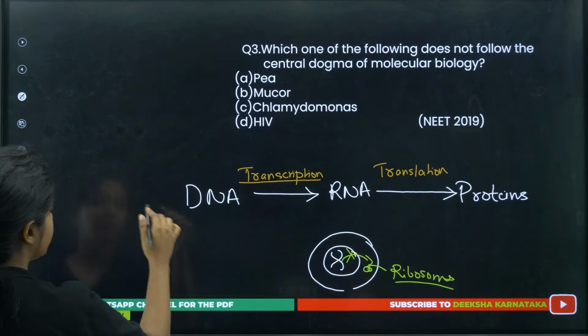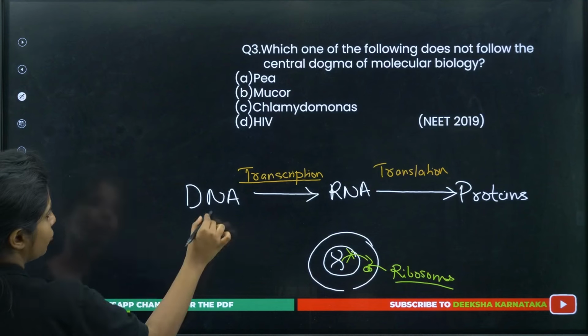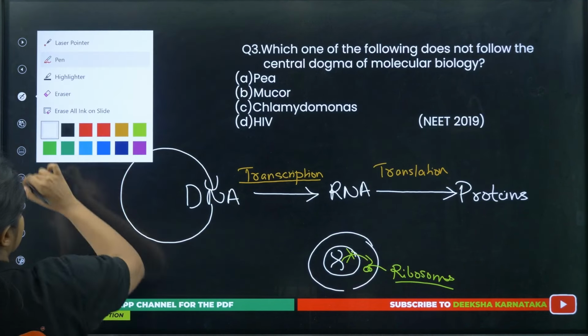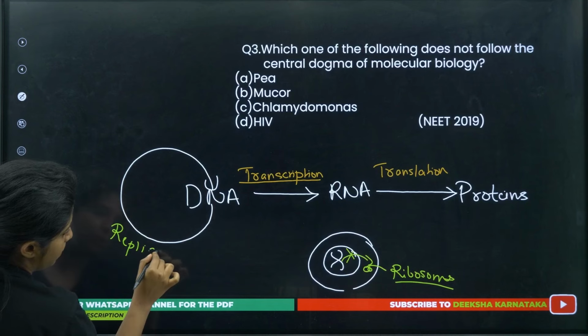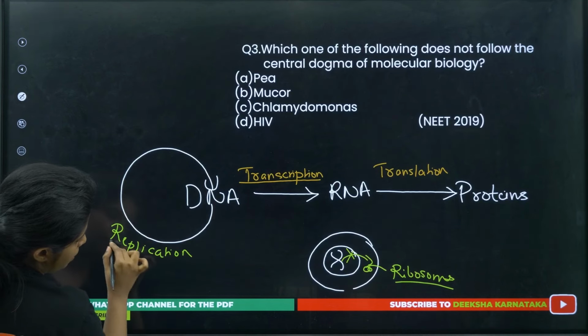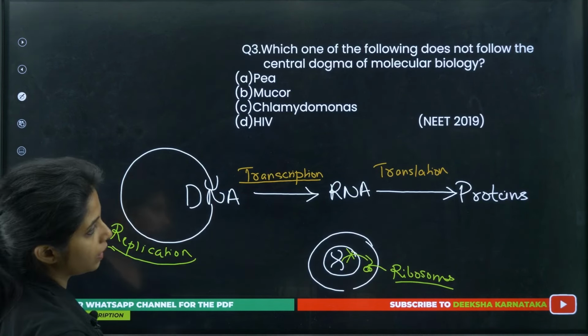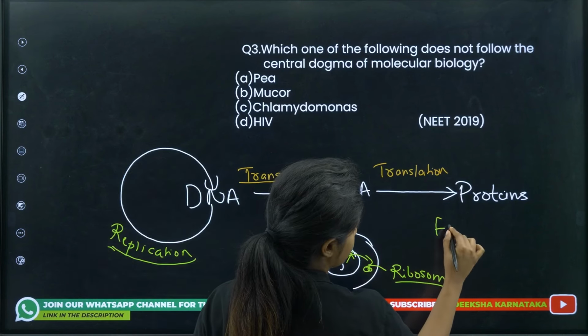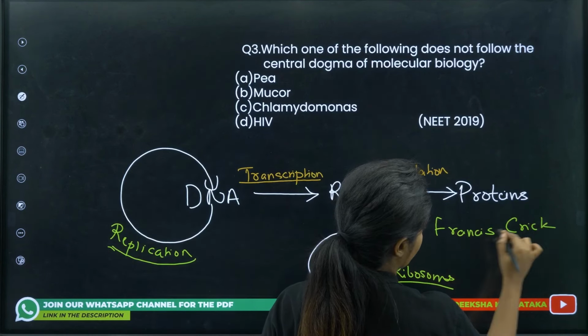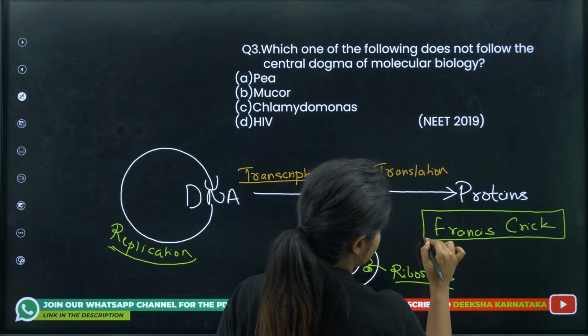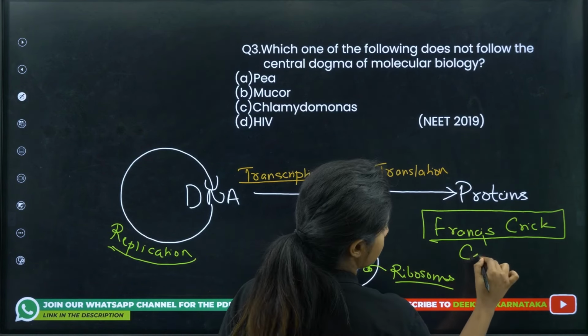And one more thing, the DNA. When we want to make more copies of DNA, we make more DNA with the help of something known as replication. This was given by our own guy, Francis Crick, who was the person who found the double helix structure of DNA along with James Watson. So Francis Crick was the person who gave the central dogma.